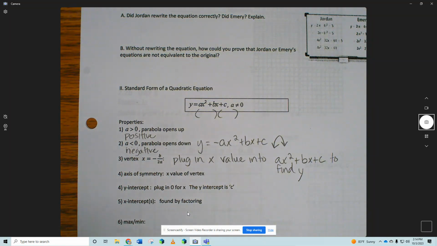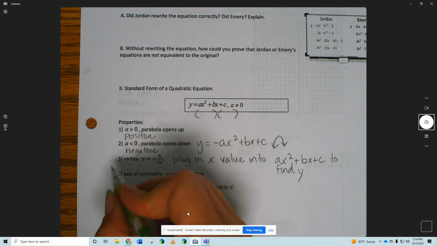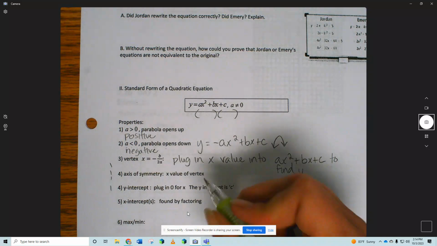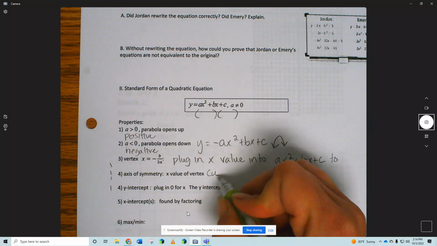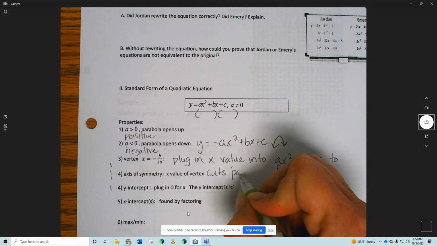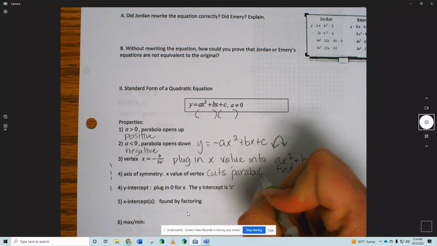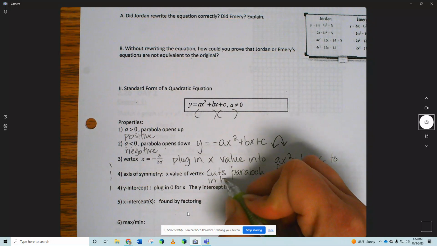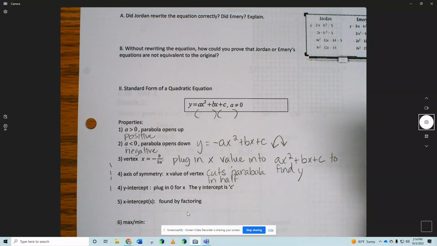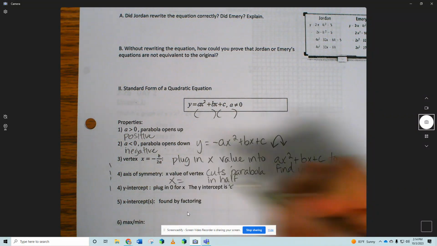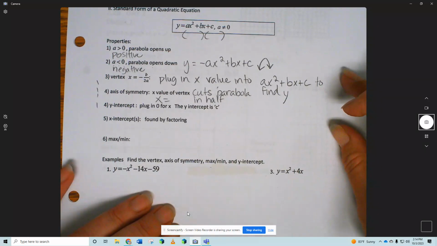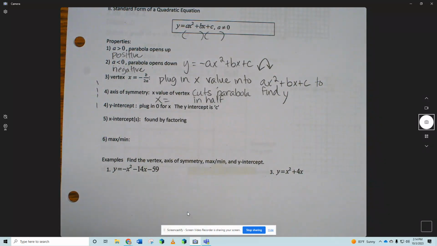Axis of symmetry. It's this vertical line that cuts the parabola in half. And it's going to be like x equals something. It's like a formula that you write. X equals something. On bell work today, it was x equals 0 because it was straight down the middle.